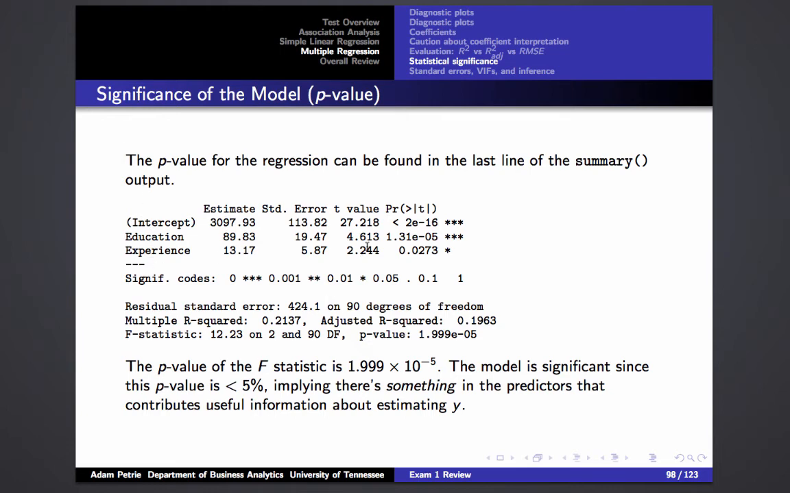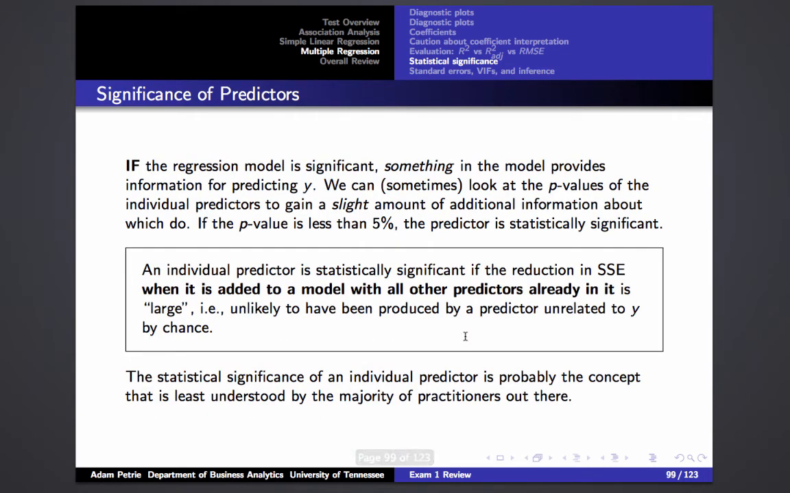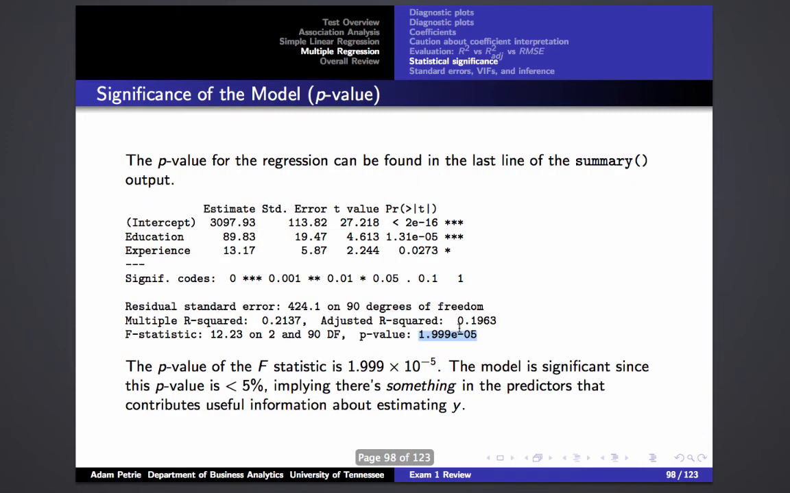Before moving on there, where do you get the significance of the model in multiple regression? It's right down here, this very last line. Okay, significance of predictors. Another very key important part. I want you to make sure that you know this, because this is also one of the most misinterpreted things in all of statistics. Okay, so we can find the p-values of individual predictors over here.